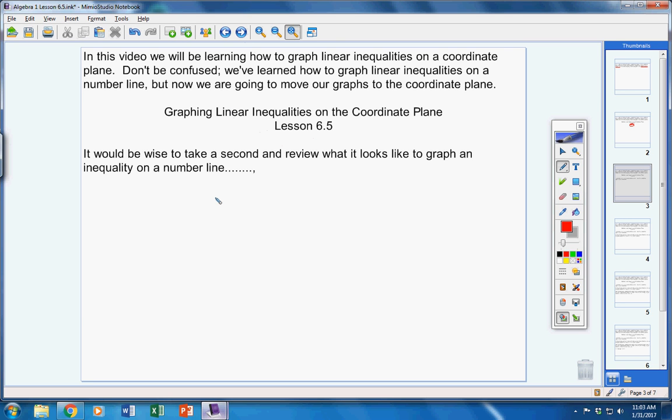It would be wise, in my opinion, to take a second and review what it looks like to graph an inequality on a number line. Now, you can take notes on this if you want to, but you don't have to. You might just want to sit back and watch, okay? We know how to graph this on a number line.